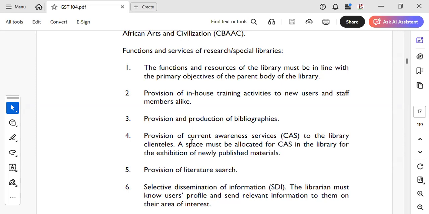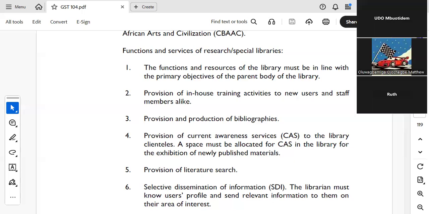So, to the library clienteles, a space must be allocated for CAS in the library for the exhibition of newly published materials. Now, that current awareness service is to tell you the latest books in the library. That is the work of CAS. That is from the word now. There's a current awareness. You should know that this is one that is in town now. This is one that is reigning now. This is the latest book published on this particular topic.